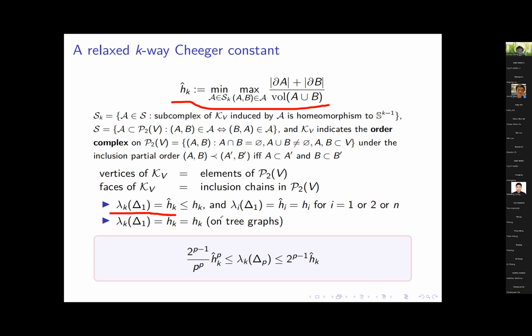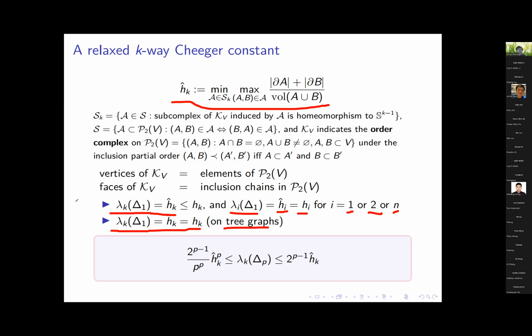And if k is 1 or 2 or n, then the three quantities coincide. And if we restrict to forest graphs or tree graphs, then the three quantities coincide exactly. I mean, the k-th variational eigenvalue of the 1-Laplacian, the k-way Cheeger constant and the relaxed k-way Cheeger constant. Yeah, they coincide on tree graphs.